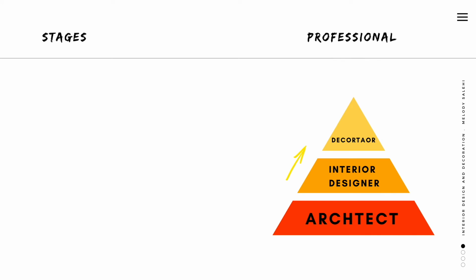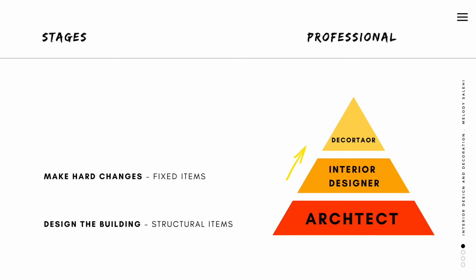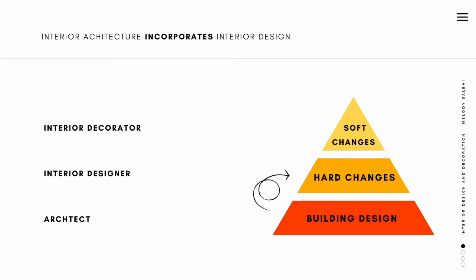This is the hierarchy of these professions in terms of the stages they are involved. First, architects take care of the design of the building. Means they can make changes to the structure. Then they hand it over to interior designers to work with fixed items inside the building. And while interior design is more based around making hard changes, decoration is about soft changes, which means working with loose items.